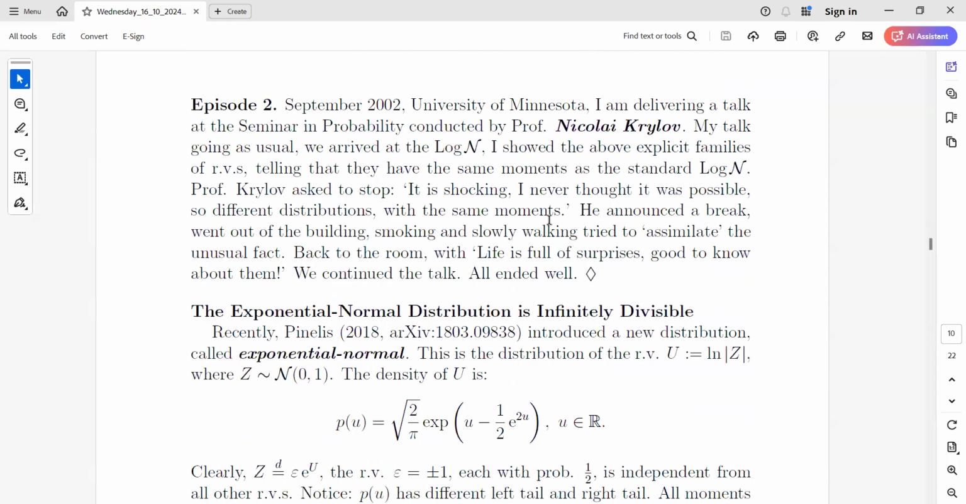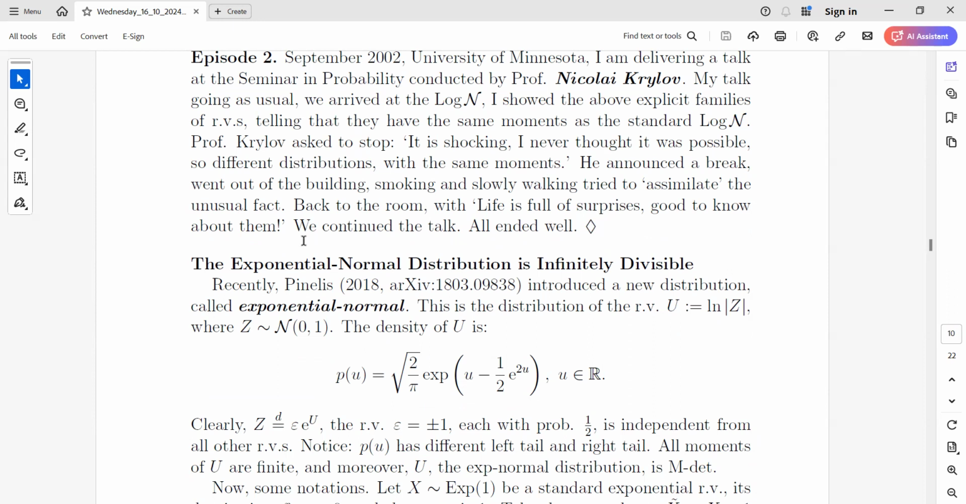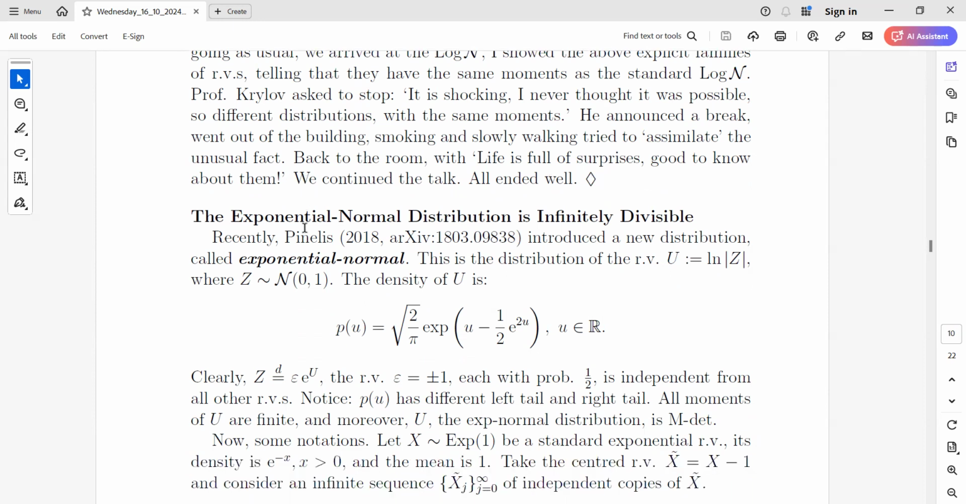And here is another episode. When some years ago I was visiting our good friend and colleague Nikolai Krylov at Minnesota, I was giving a talk, of course. And when arriving exactly at this place about the log normal, Professor Krylov asked me to stop for a moment, telling me more or less exactly these words: it is shocking, I never thought it was possible, so different distributions to have the same moments. So he announced a break, and he went out and smoked a cigarette. Then he returned and thought, okay, life is full of surprises, but it's good to know it. And he told me, thank you, Dan, for telling us.